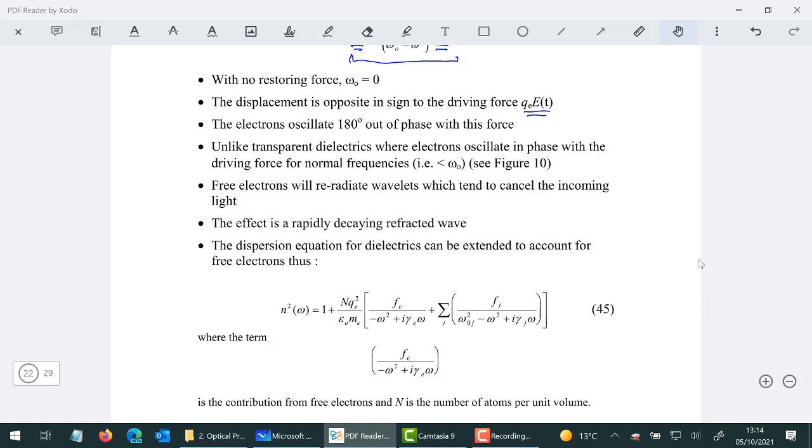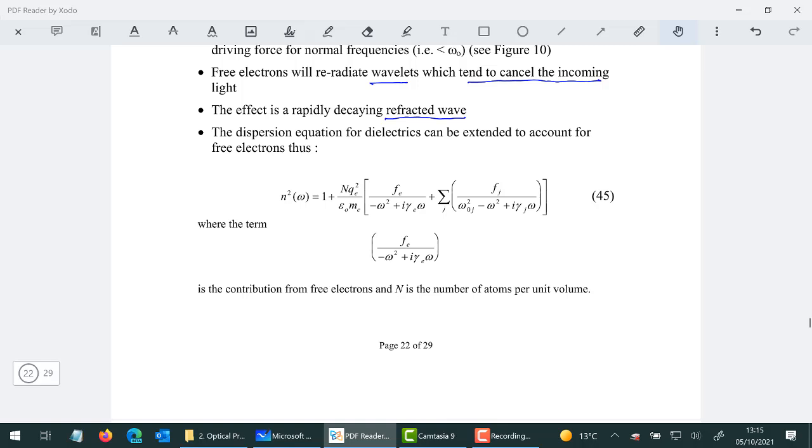These free electrons, if we drive them backwards and forwards, radiate their own waves. So this oscillating electron will produce its own electric field, its own little wavelets. And because they're out of phase, they'll tend to cancel the incoming light. Two waves added together which are out of phase will tend to cancel each other. The result is that the transmitted ray, the refracted ray, is very rapidly decaying. That's what we've seen above.